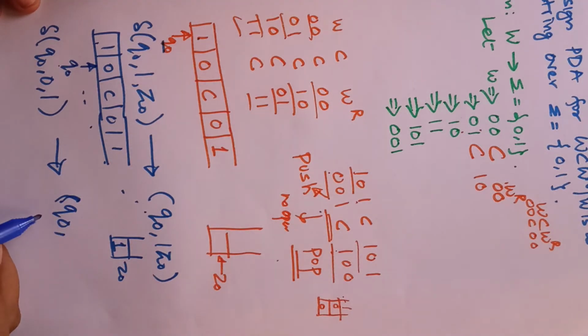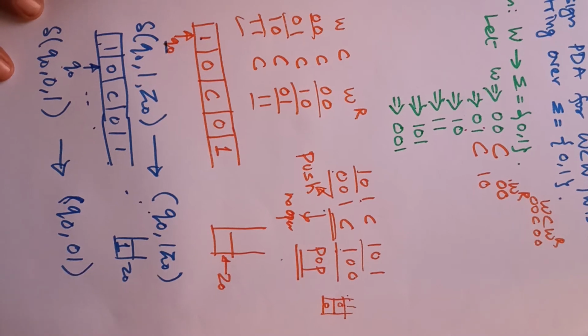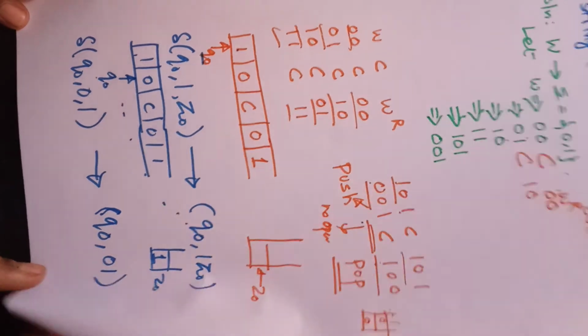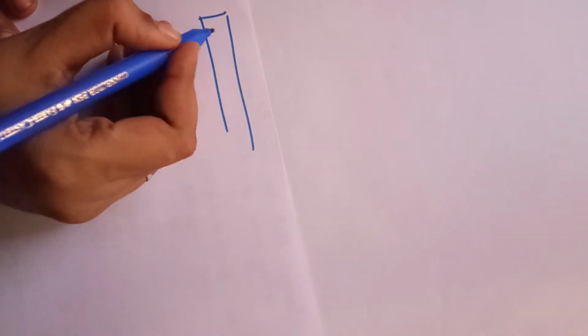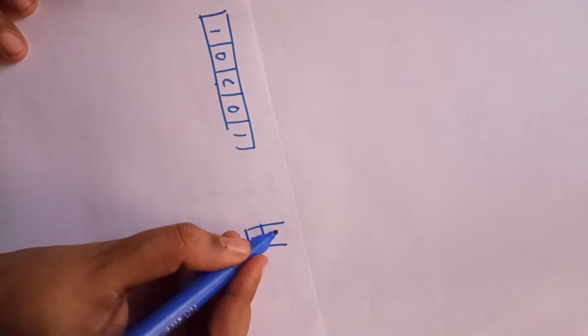For the push operation we have selected q0, and whatever we are having here, we are going to combine them together. So what will be the resultant diagram? We have taken 1 0 C 0 1. So first we push 1 and then 0.